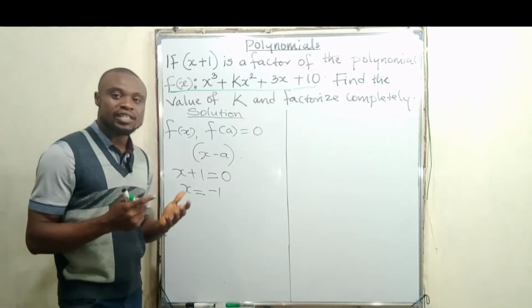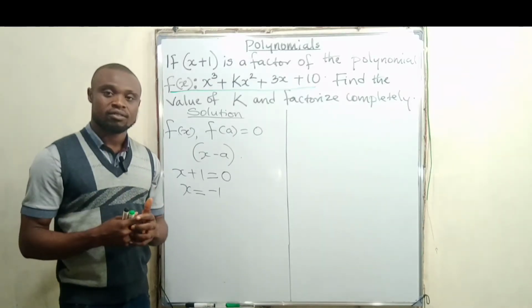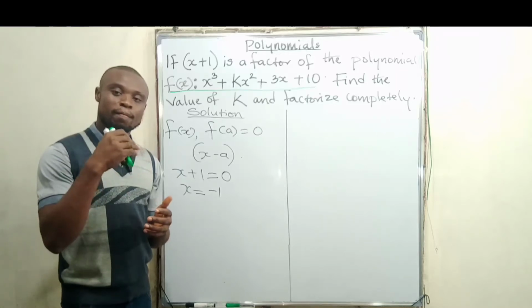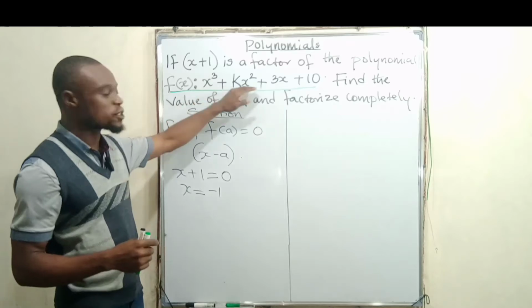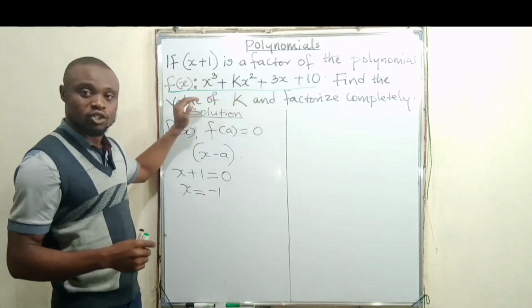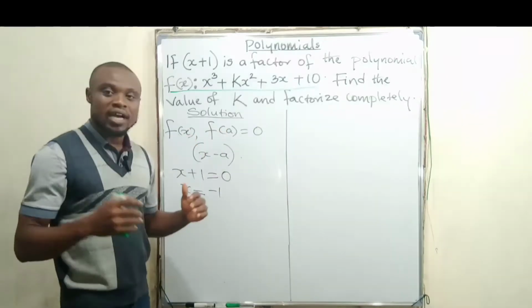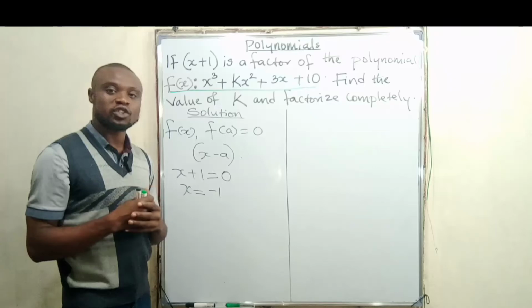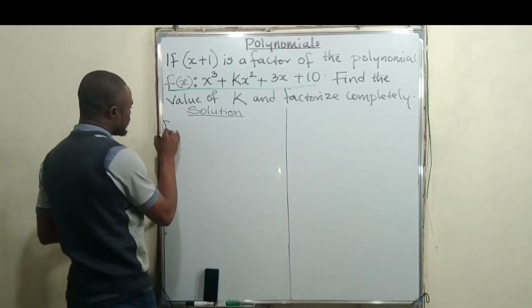Okay, so what next are we supposed to do? We are supposed to find the value of k. Now, to find the value of k, we need to substitute minus 1 in the same expression and equate everything to 0, and we get the value of k, and from there, we now use the long division process to get the other factor.